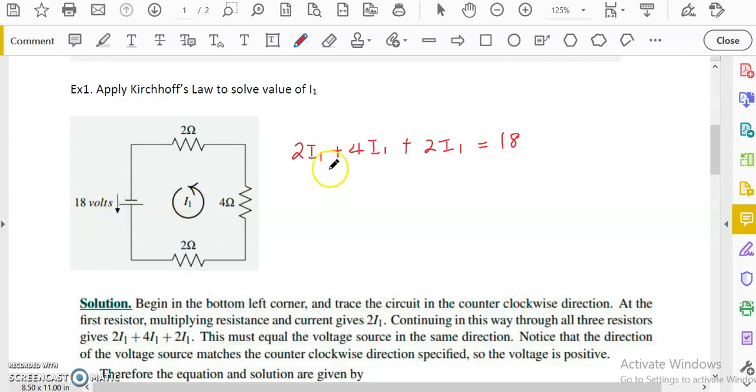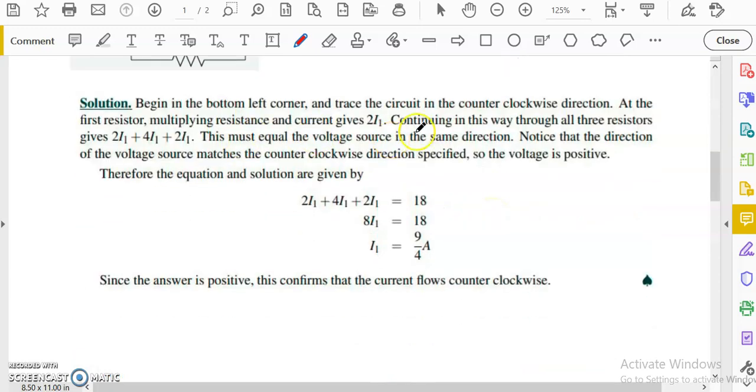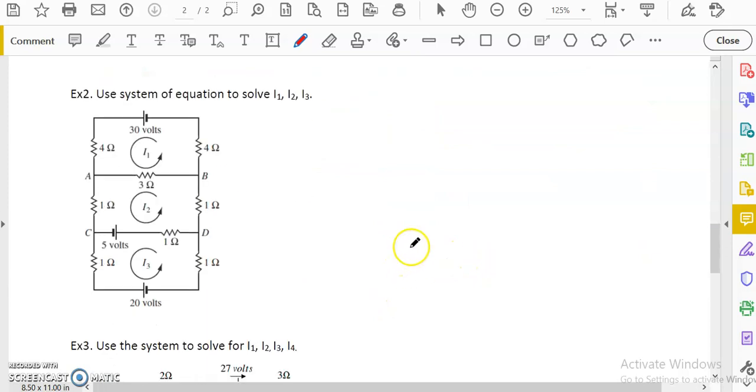So this is our equation, and if we add them together, that would be 8I1 equals 18. So I1 equals 18 over 8, or 9 over 4, or if you round it, 2.25 amps. So there's a current of 2.25 amps flowing in this direction to drive the 18 volts. That's how you solve it.